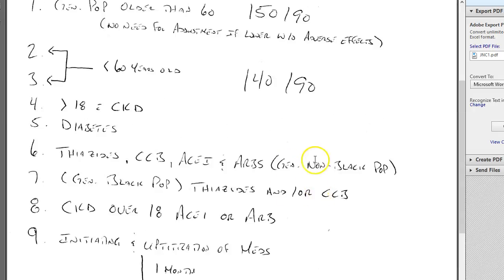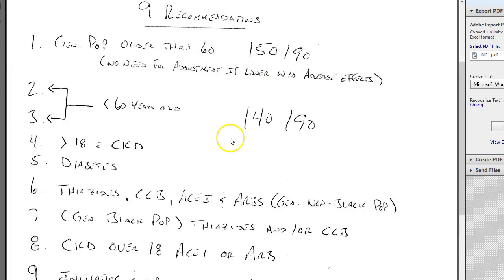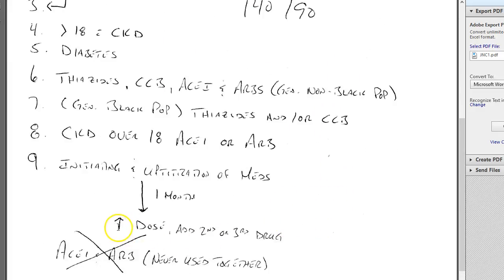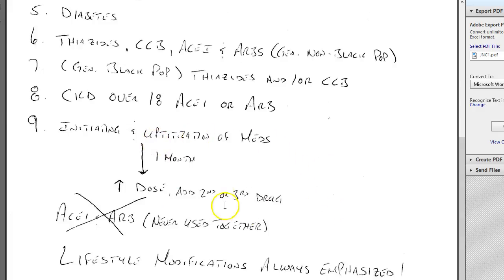If we are not at goal, depending on ages up here, then you may either increase the dose of your current medication, or you may add a second or even third drug. So that's how you initiate and uptitrate your medications. Like I mentioned up here, diabetics, chronic kidney disease, ACE or an ARB, but never an ACE and an ARB together. Never used together under any circumstance.